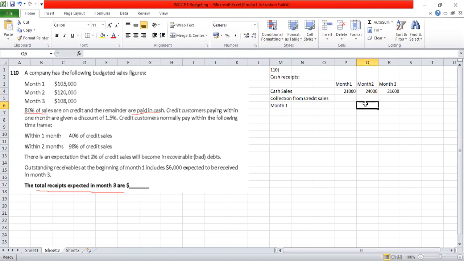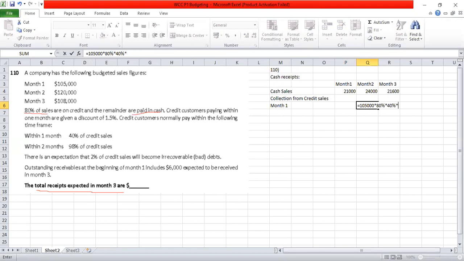What are the sales of the first month? First month sales are 105. Out of that, the credit portion is 80%. Out of that, are all of them paying the amount? Not all of them are paying. Only 40% of them are paying within the first month. Plus, they are availing a discount of 1.5%. So if 1.5% is deducted, it will be 98.5%.